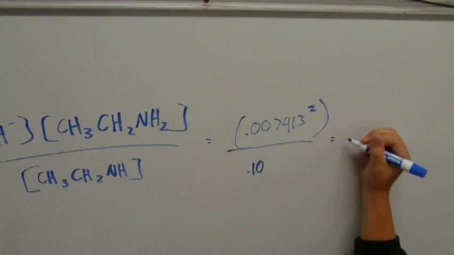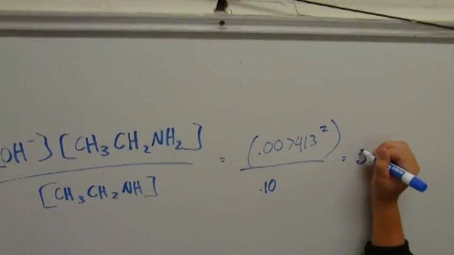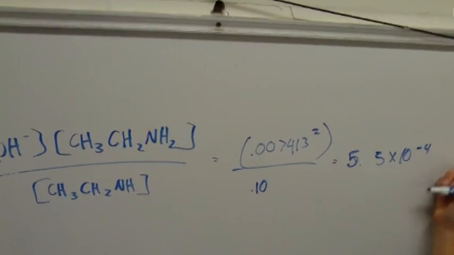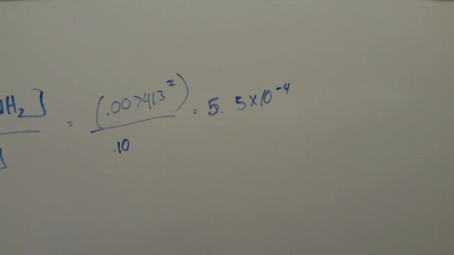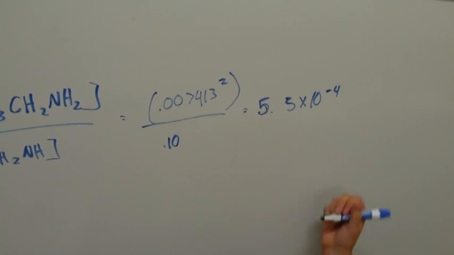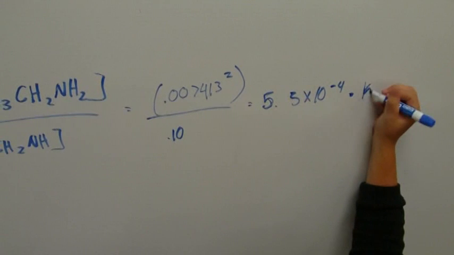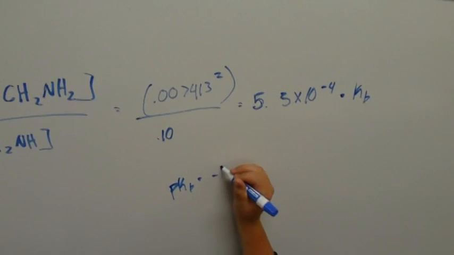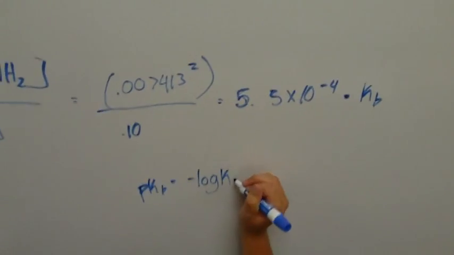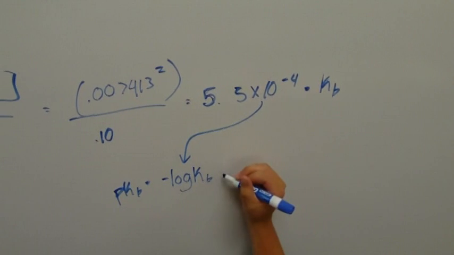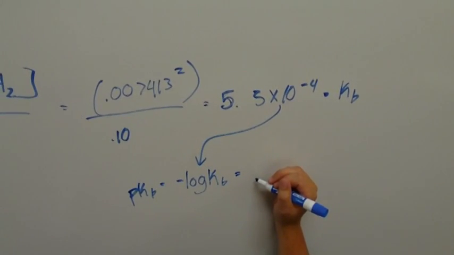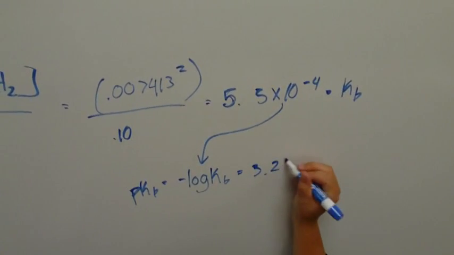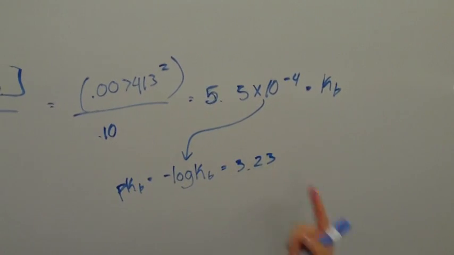Doing the math, we get 5.5 times 10 to the negative 4, and that is our Kb value, which is great. They also want us to find the pKb value, which is just the negative log of Kb. When we plug this value in, we get 3.23 for the pKb. So there we go.